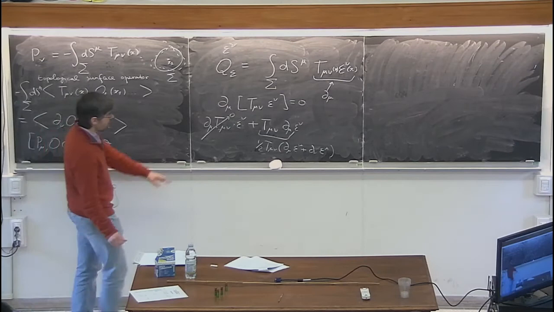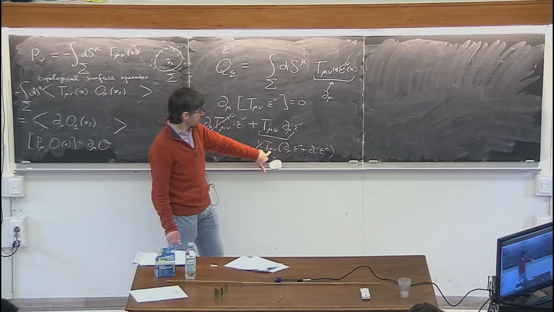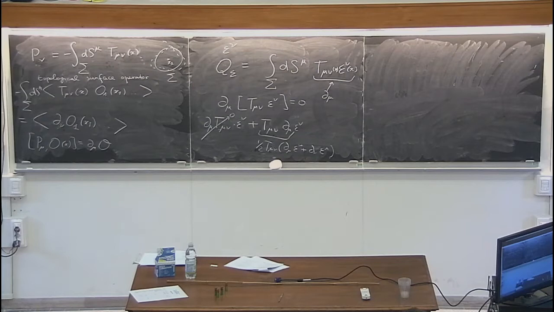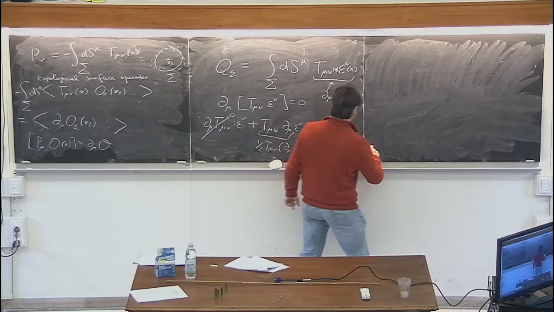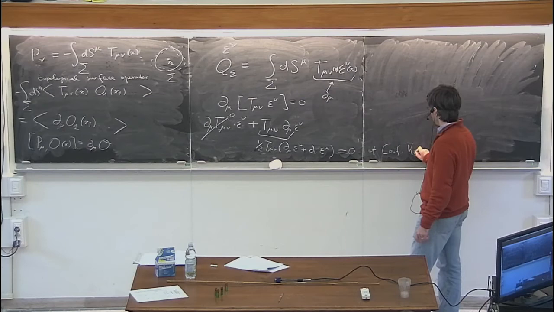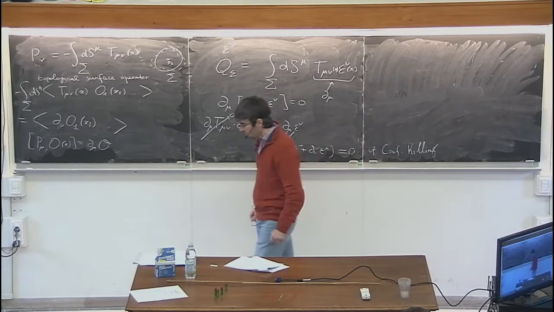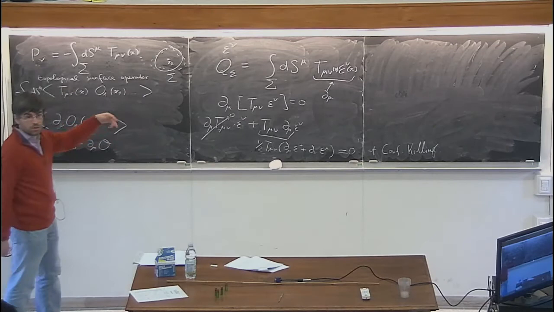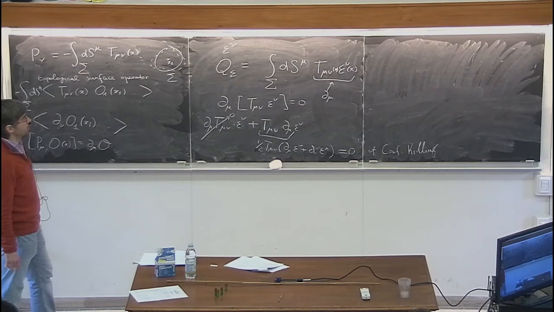And now I see that T_{μν} is traceless. So if this combination is proportional to δ_{μν}, no matter what factor, which can be x dependent in particular, then this is going to vanish. So this is going to be zero if the conformal Killing equation is satisfied. And so for every solution of the conformal Killing equation, I can construct this topological surface operator, which, by the way, sometimes is also called a charge, using the terminology of quantum field theory. And this is going to give me a symmetry of my theory.